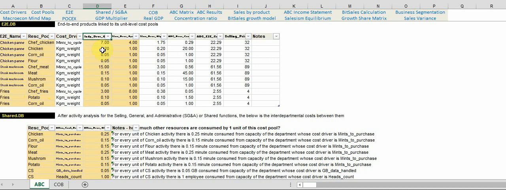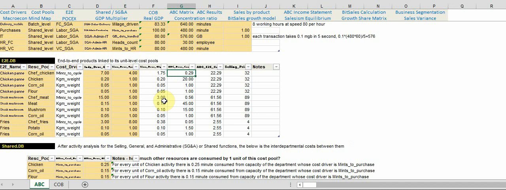Each chicken paneer unit requires 7 minutes to cycle from the chef chicken. That is the independent driver quantity. It means the chef works on one chicken paneer order only, but in real life, the chef can work on 4 orders simultaneously. Therefore, the simultaneous driver quantity is 7 divided by 4, which equals 1.75 minutes only required for each chicken paneer unit.